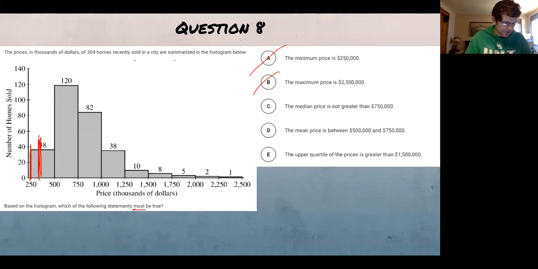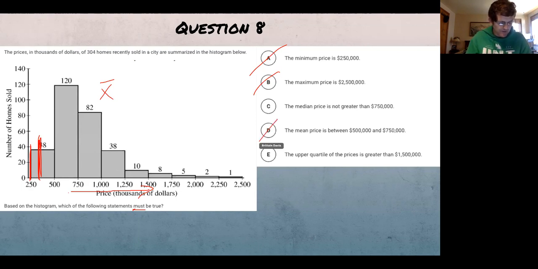The mean price is between $500,000 and $750,000. I think it's fair to say, without doing math, I don't want to do any math on this if I can help it, the mean is going to be pulled toward the tail. So I would guess the mean is going to live somewhere in this range. I don't know where, but I think it's going to be greater than 750,000. So I'm going to go ahead and rule that one out.